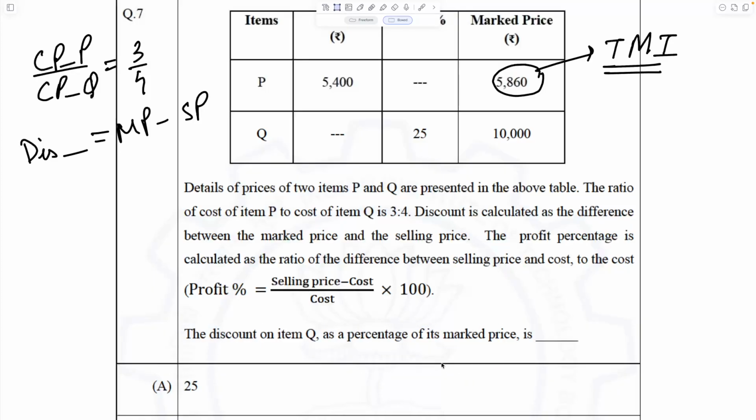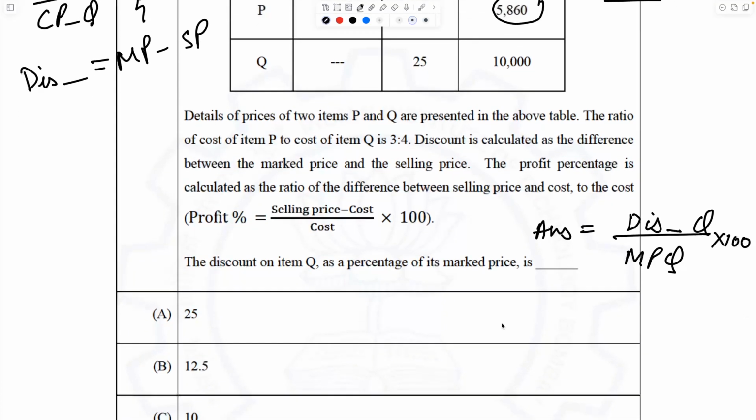So they are asking from us that the answer is going to be equal to discount on Q divided by market price of Q, times 100, because it is a percentage that we want to find. So this is going to give us what? The discount of Q, from the formula given over here, can be written as market price of Q minus the selling price of Q, divided by the market price of Q.